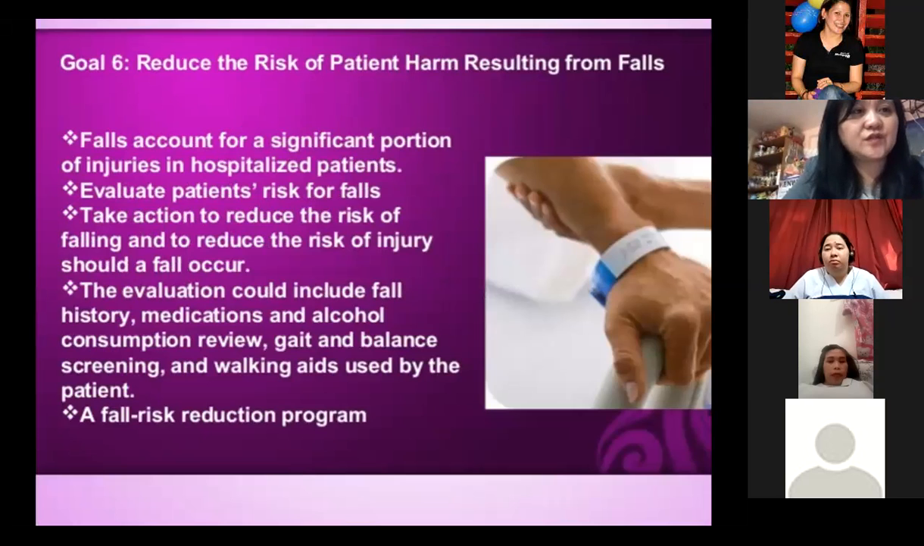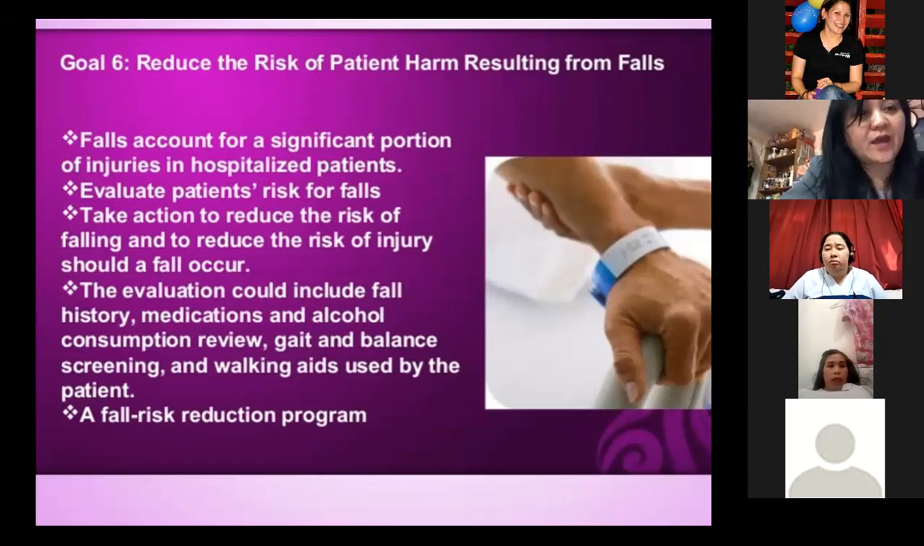Now this one is to reduce the risk of patient harm resulting from falls. Falls account for a significant portion of injuries to patients. It is very important for us to take care of our patients. We have to always put the side rails up, and we have to evaluate the fall risk of the patient.